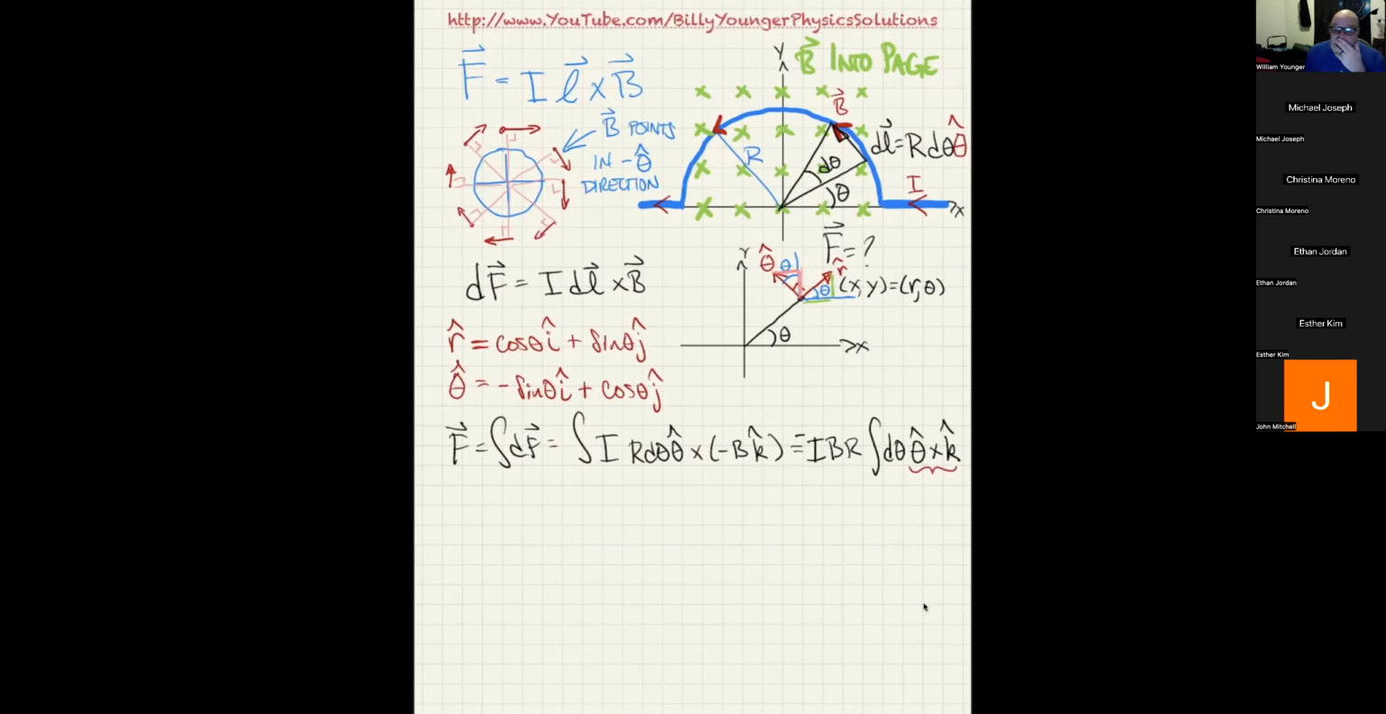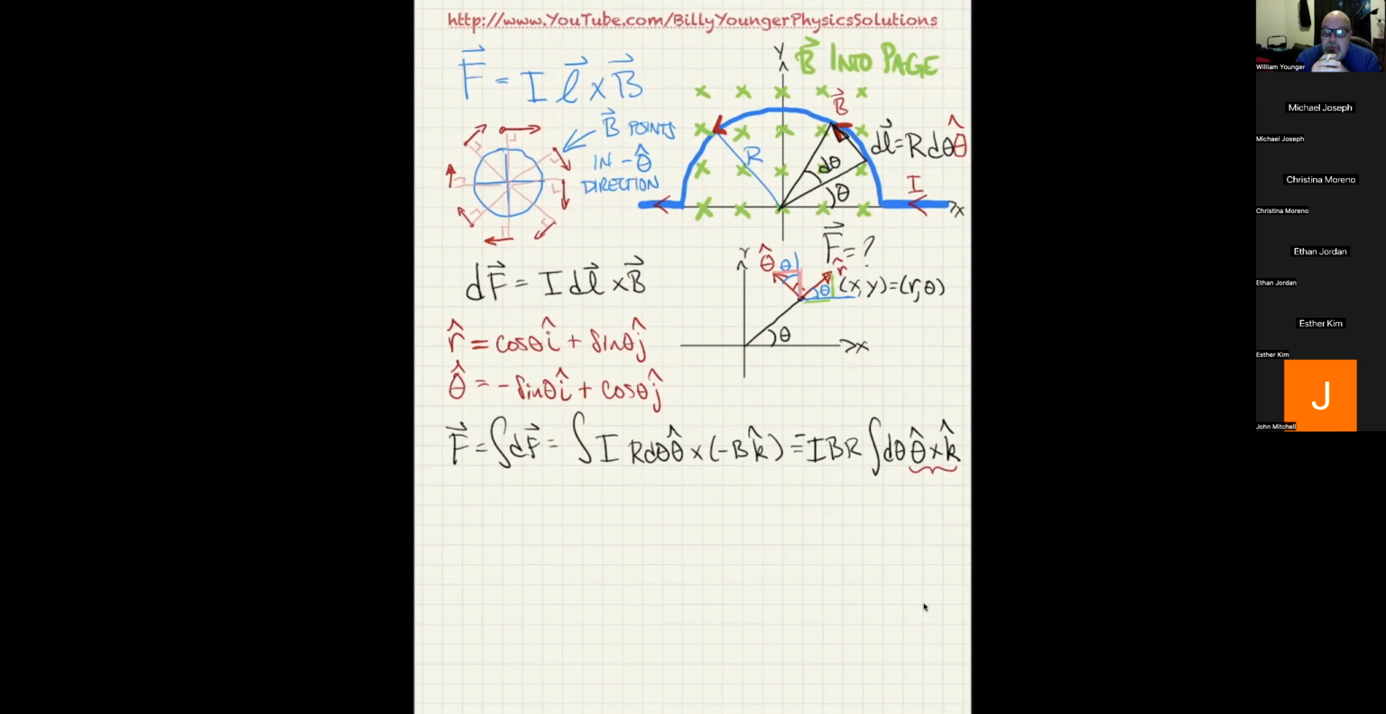Is it 90 degrees? Yeah, it's going to be 90 degrees to both of those, but which 90 degrees is it going to be? And do you see what the magnitude is? Magnitude's just one, right? Exactly. Good job. Because it's the magnitude of theta hat times the magnitude of k hat times the sine of the angle between them, which is of course 90, and sine of 90 is 1.